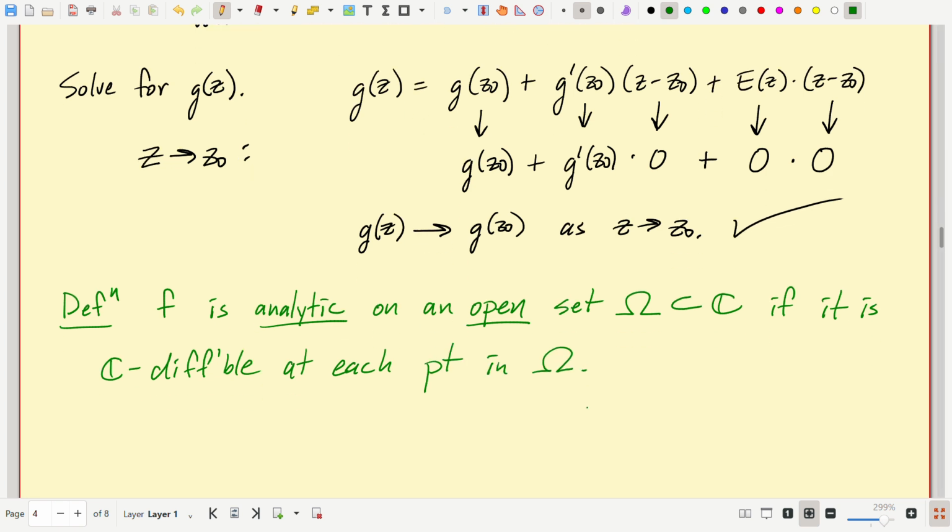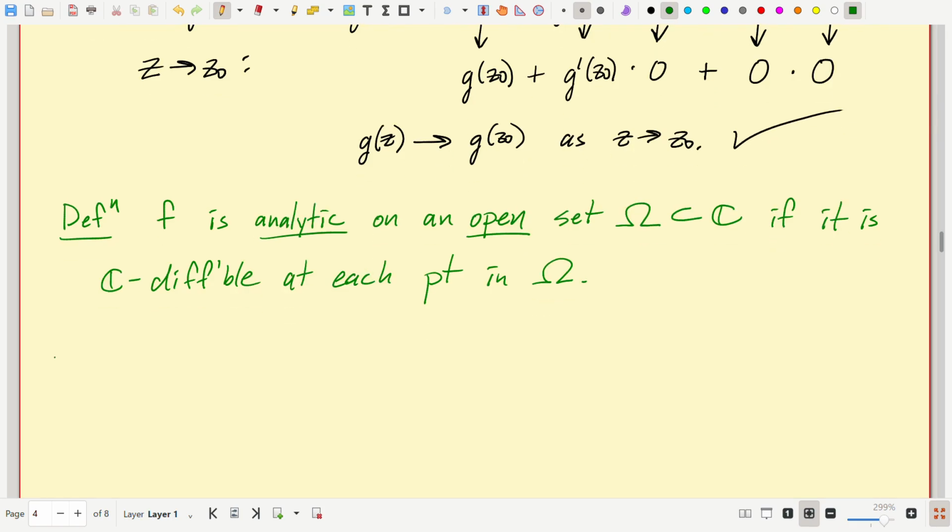Okay, Math 425 is going to be about analytic functions on domains. Connected open sets.